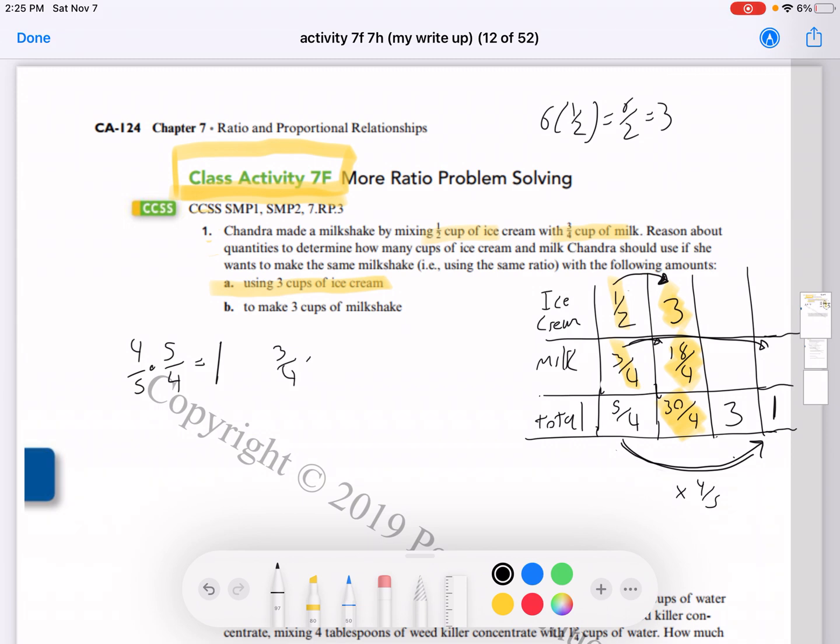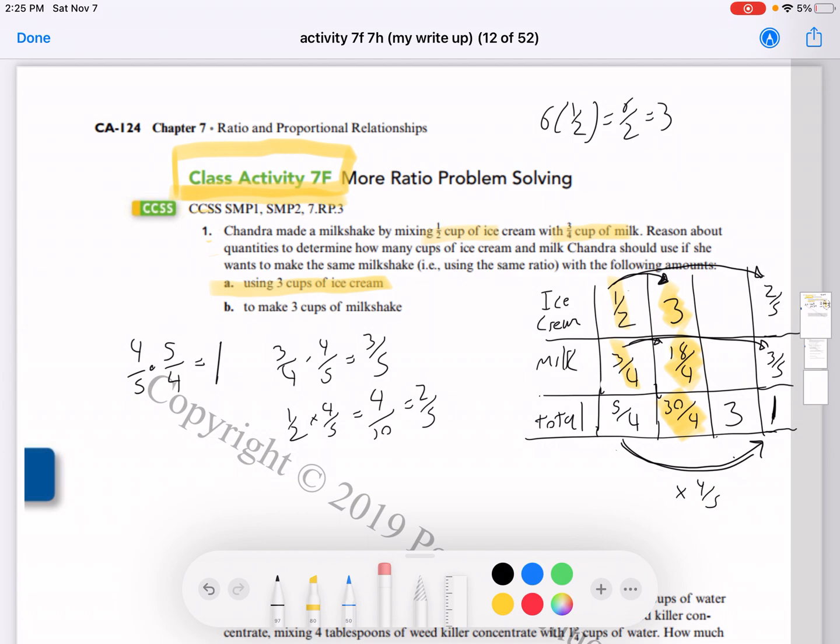So 3/4 times 4/5 should be 3/5. And this is 1/2, and I need to multiply that by 4/5. So let's do 1/2 times 4/5, and that would be 4/10, which can simplify to 2/5. And hopefully we see that 2/5 plus 3/5 equals 1.